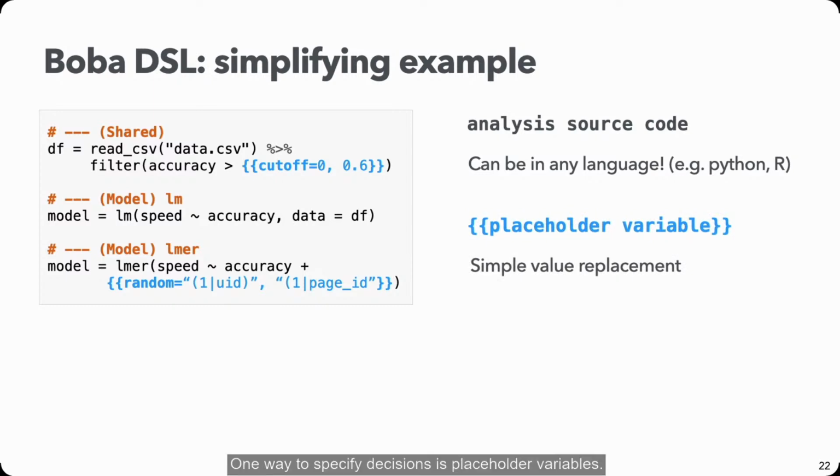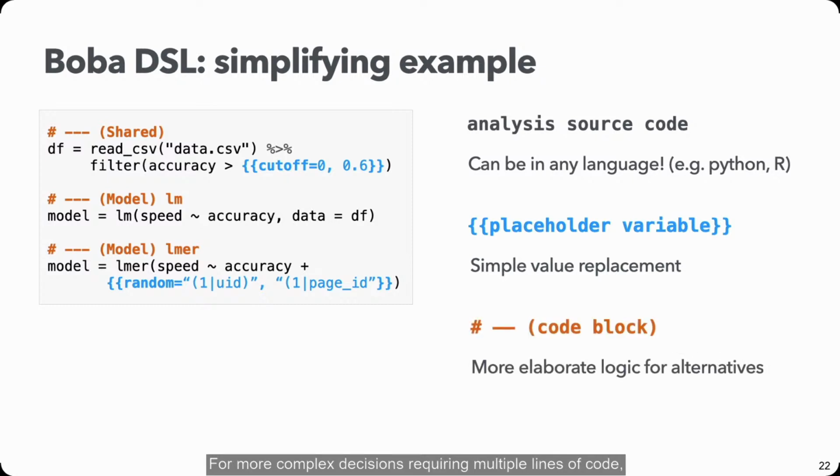One way to specify decisions is placeholder variables. Boba would simply replace the variable with one of the possible values. For example, the accuracy cutoff can be either 0 or 0.6. For more complex decisions requiring multiple lines of code, we use code blocks, which divides up the code similar to cells in the Jupyter notebook.